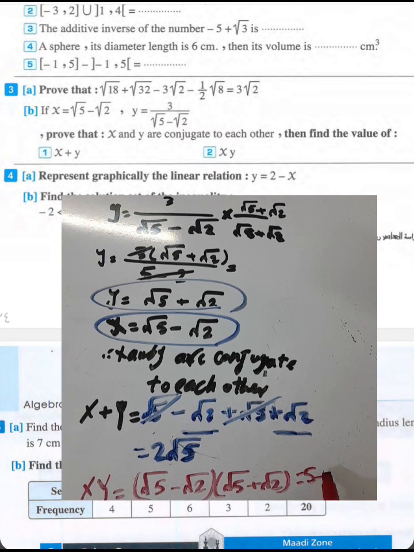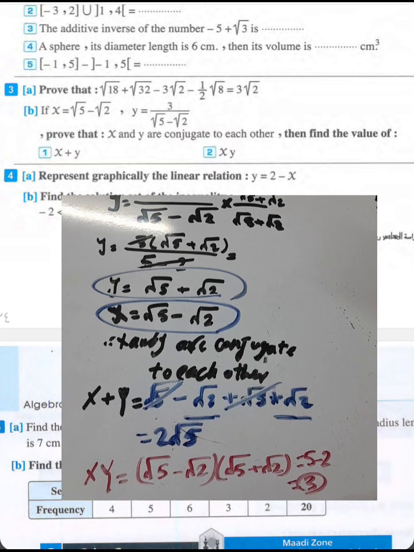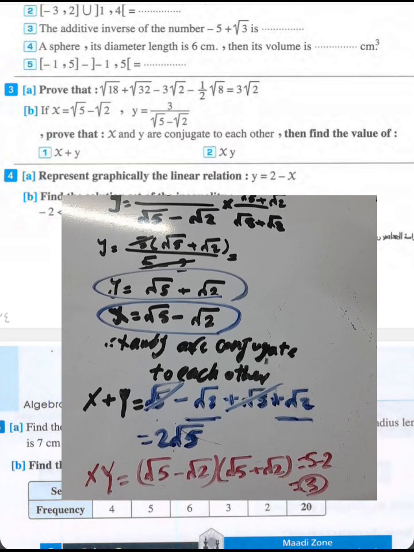Root 2 times root 2 equals 2. 5 minus 2 will be 3. Then the product between them equals 3. Okay, the result here equals 3.